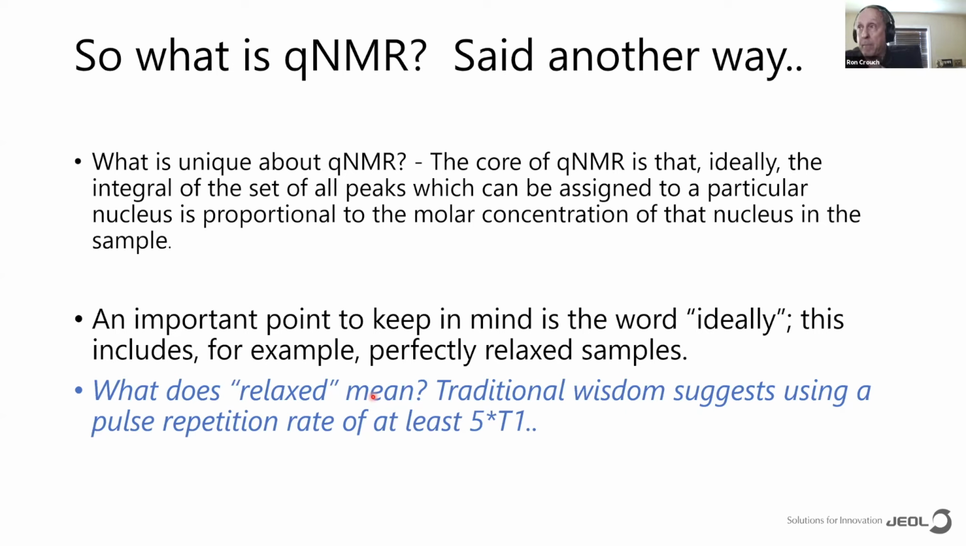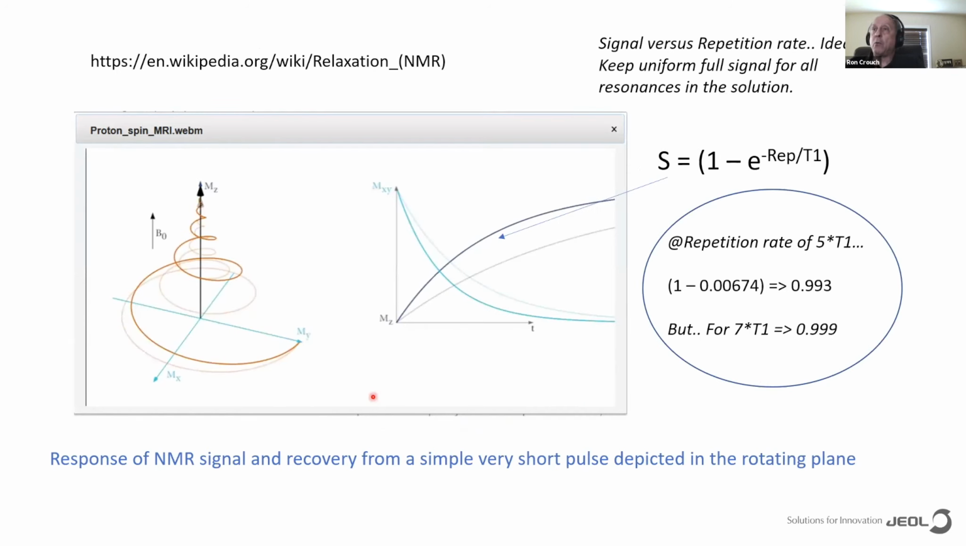So for the NMR beginner, you may have heard the traditional wisdom that we really need to go at least 5 T1. So what is that? In this graphic, we're showing the relaxation at T2 in the transverse plane and the spin lattice relaxation, and how the intensities follow an exponential. And so the intensity is 1 minus the exponential of the repetition time divided by T1. So if we just simply make this 5, then this value becomes 0.993. So that's where the 5 T1 comes from.